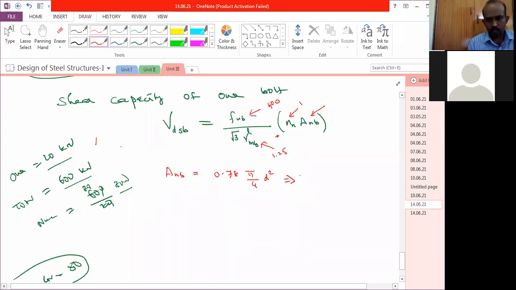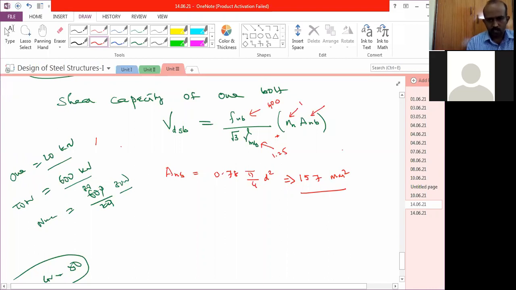That is 157 mm squared. Many times we have used this value in the bolted connection. For a 20 mm diameter bolt, we have used 245 mm squared. It is mm squared, not Newton per mm, so the area will be in mm squared.